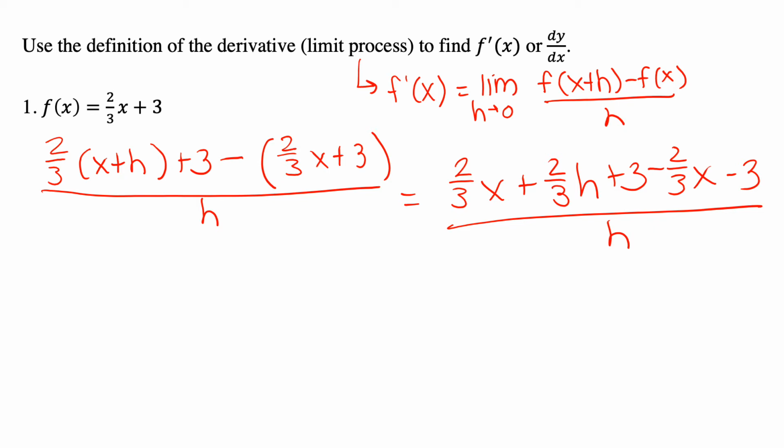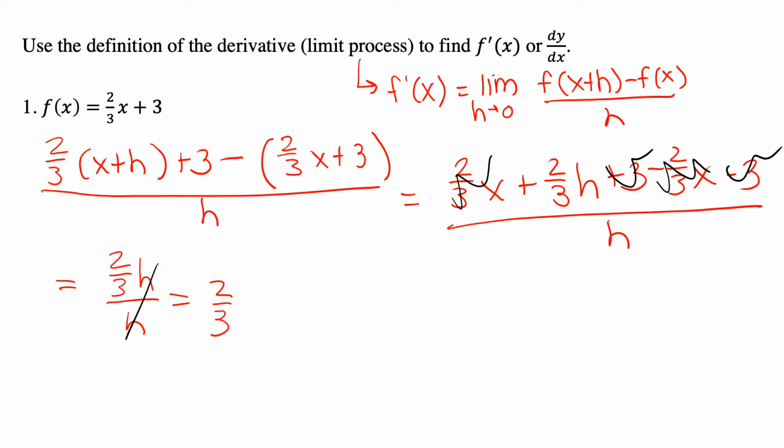Canceling whatever we can, our 2/3 x and our negative 2/3 x cancel. Positive 3 and negative 3 cancel, so we are left with 2/3 h over h, and our h's cancel, which simplifies down to 2/3. That's the difference quotient problem you would have done before.